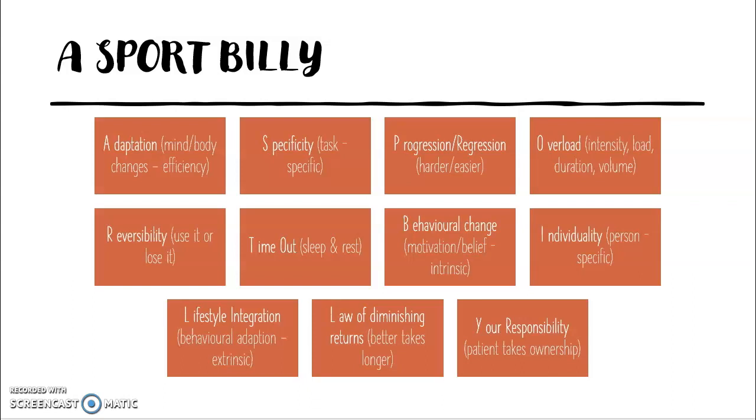Then we've got the law of diminishing returns. This is where better takes longer. This is the complete opposite of reversibility. So what happens is there will be a plateau where you could train someone really hard, but the gains they make are minimal. This is what we call the rehabilitation plateau.